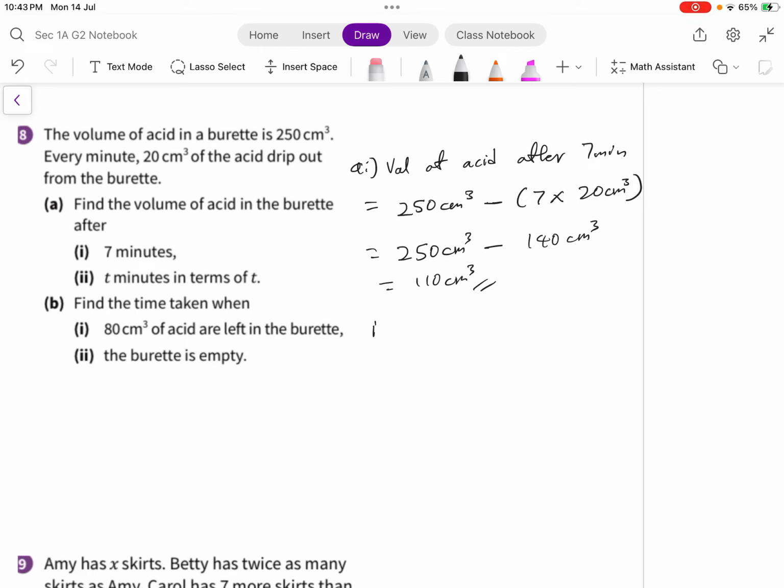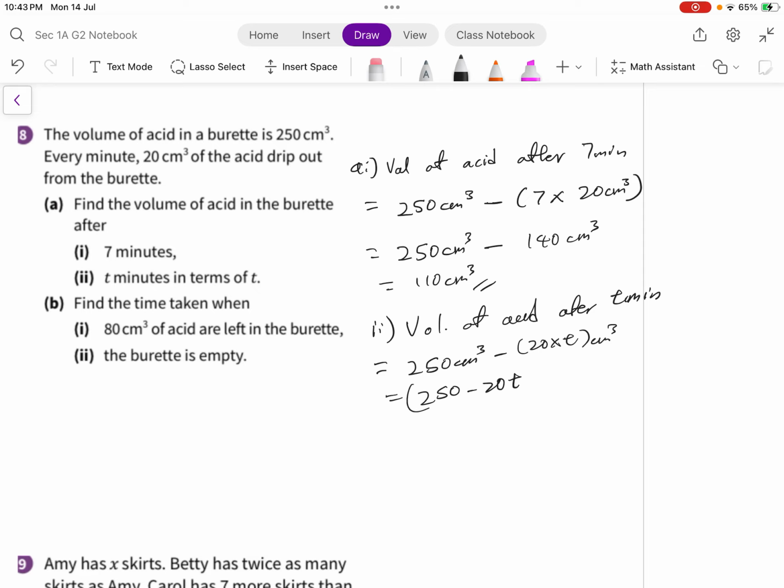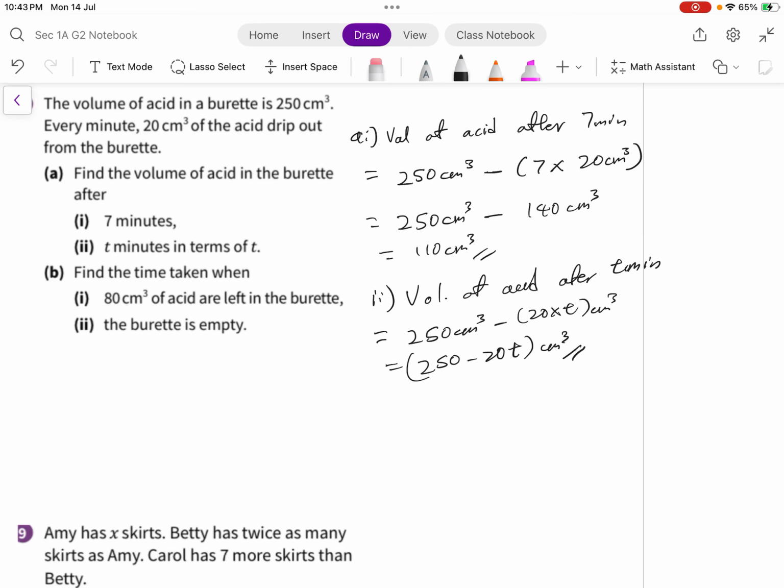Okay, part 2, T minutes, in terms of T. What's the volume of acid after T minutes? The volume of acid after T minutes equals 250 cm³ minus 20 times T cm³. So you get 250 minus 20T. This is actually your answer, because we don't know the value of T, but we know that the formula is 20 times T, then you take 250 minus that amount.